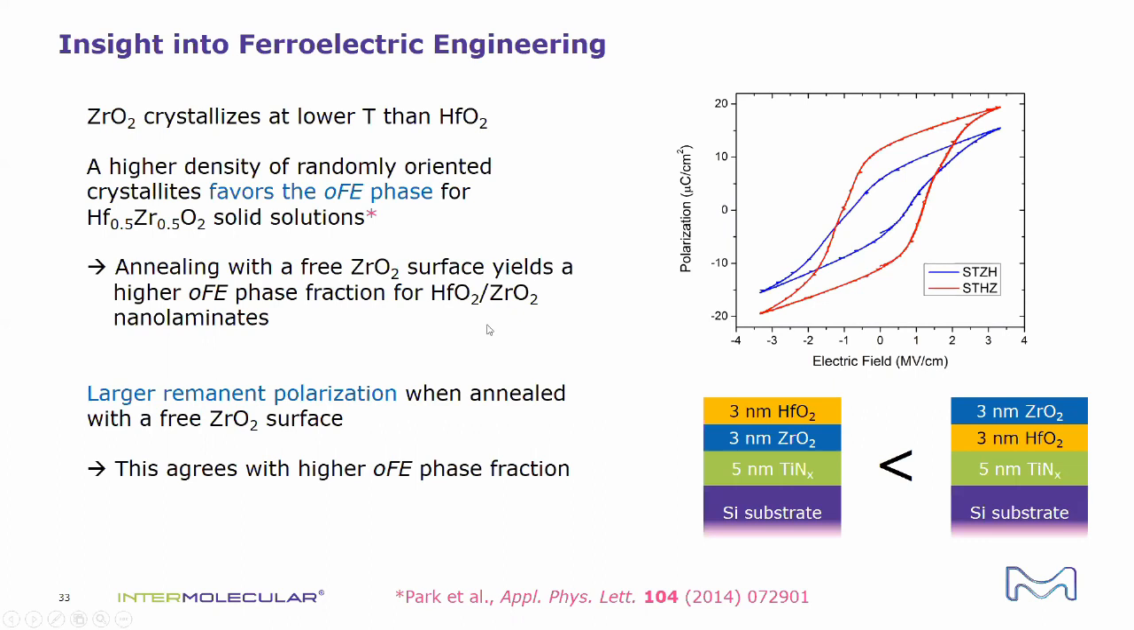And when we deposit the same stacks on top of titanium nitride as a bottom electrode, and then we add top electrodes and do a ferroelectric polarization measurement, we do in fact see that the zirconium oxide on top case has a much larger ferroelectric polarization than the case with zirconium oxide sandwiched in between the titanium nitride and hafnium oxide. So here we've shown a new way to distinguish the crystal phases of hafnium oxide and zirconium oxide, which we couldn't do just by XRD alone.